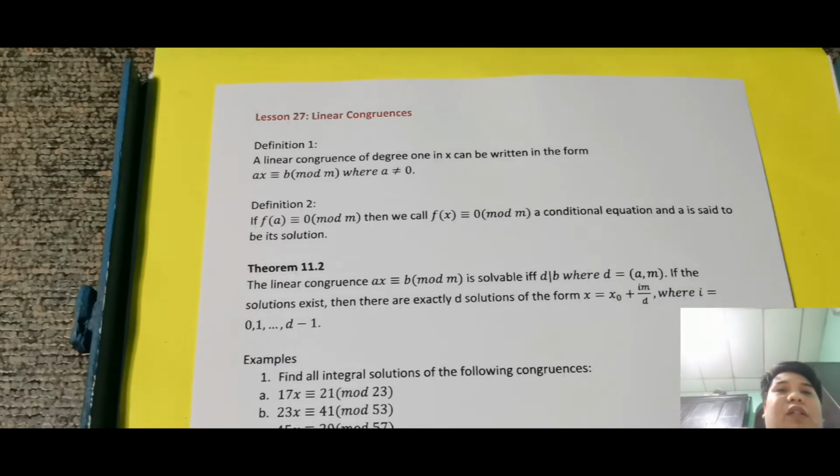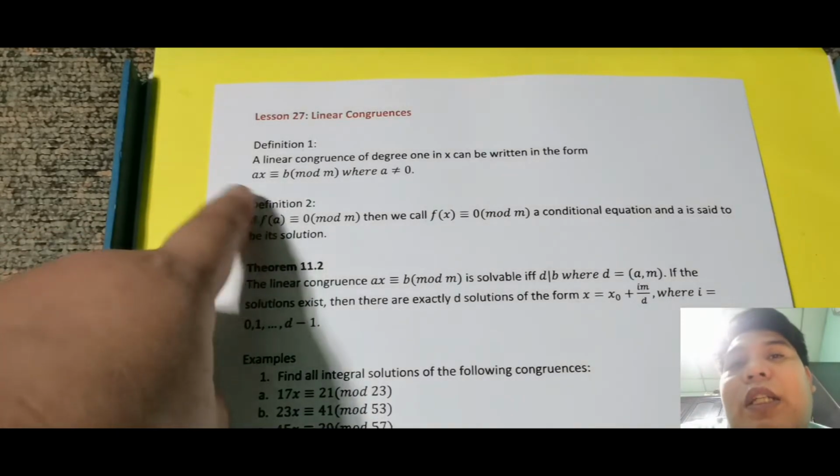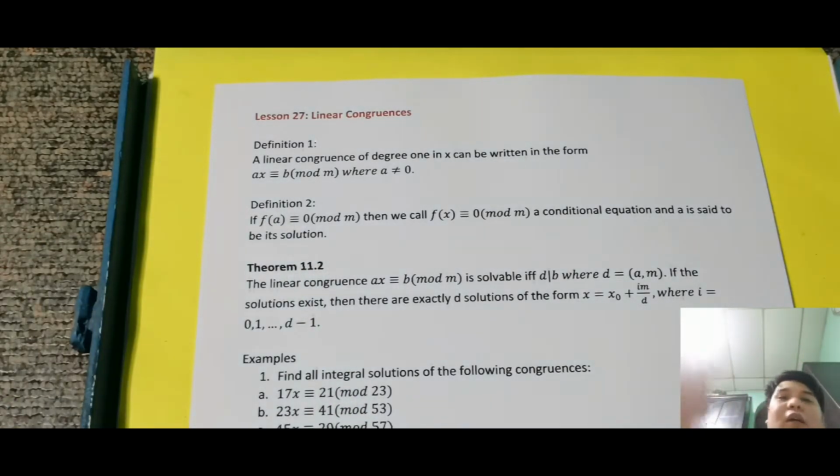Okay, so next, may mga property bago natin puntahan yan. Next is definition 2. If f of a is congruent to 0 mod m, then we call f of x equal to 0 mod m a conditional equation, and a is said to be its solution. Meaning kung ano yung lumabas na value na x natin, substitute mo doon, tapos nag-0 siya somewhere sa kabilaan. Therefore, that is the solution natin siya.